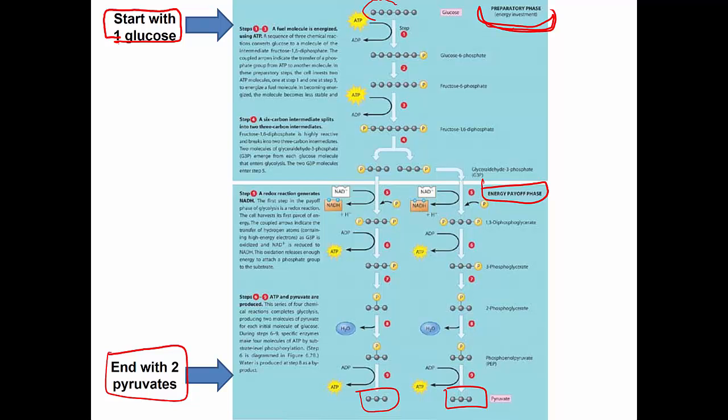More specifically, in the energy investment phase, you invest 2 ATP molecules. In the energy payoff phase, you get back 4 ATP. So in glycolysis, you generate 2 ATP molecules total.